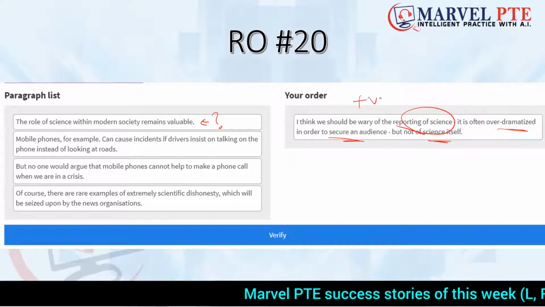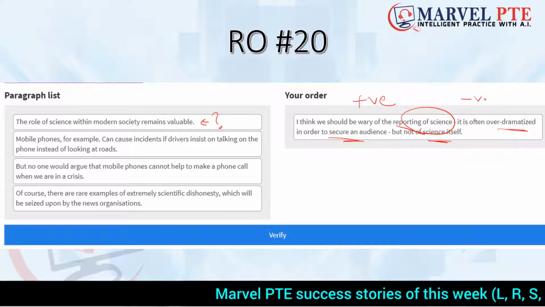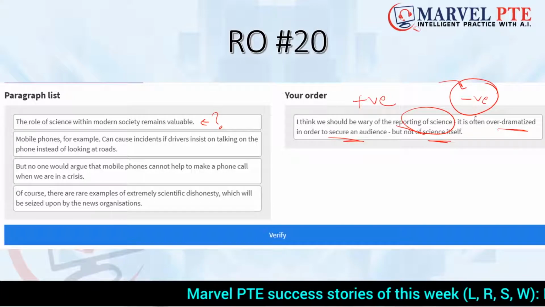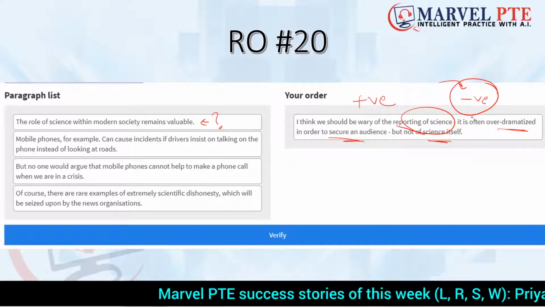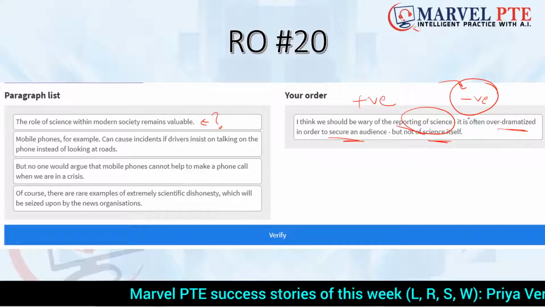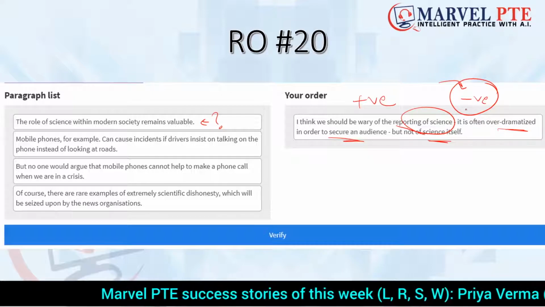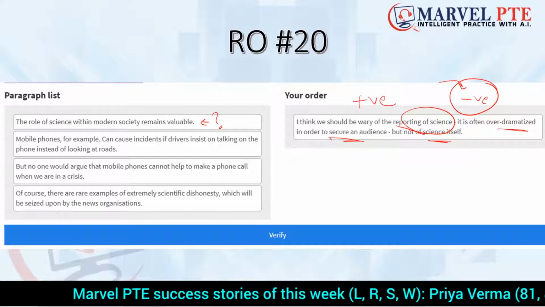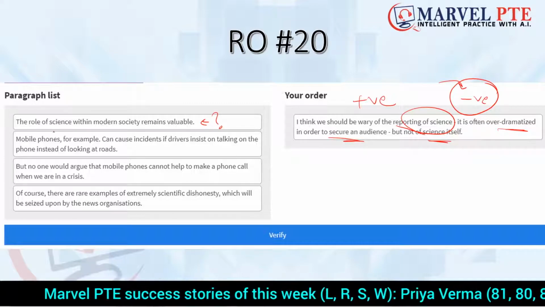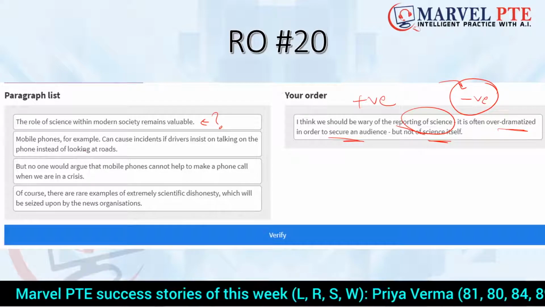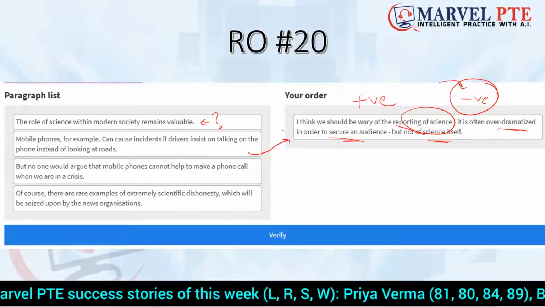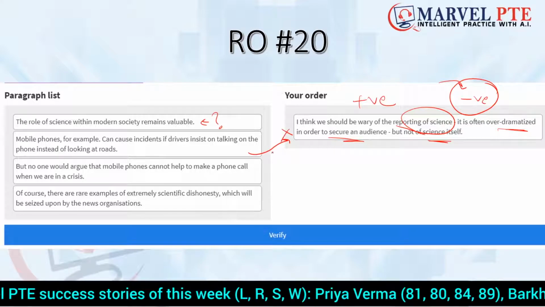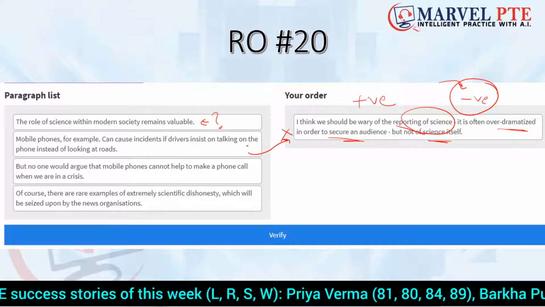So science has something positive, but sometimes it's negative. The reporting which is done is slightly over dramatized and slightly negative to secure an audience. So now we are going to see which one is going to build on. Let's see lines one by one. Mobile phones, for example. Does this make any sense over here? The answer is no, but no one would argue that mobile phones, right?